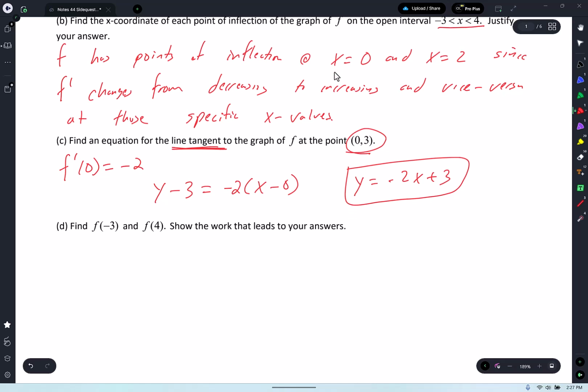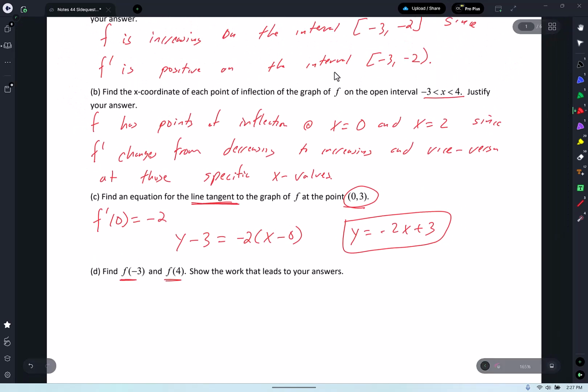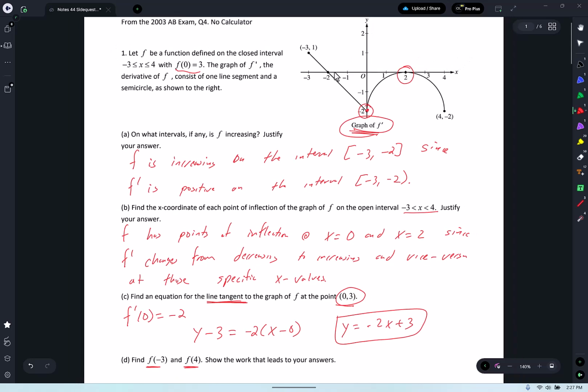Letter D. Find f of -3 and f of 4. Show the work that leads to your answer. Okay. I think the easiest way to think of those, let me help you out. Let me see if we can think about it real quick. Guys, relax. The easiest way is to think of this as position. Think of f prime as velocity. How do you find the position? Well, find how much you moved. The area under the curve is my displacement. Does that make sense?